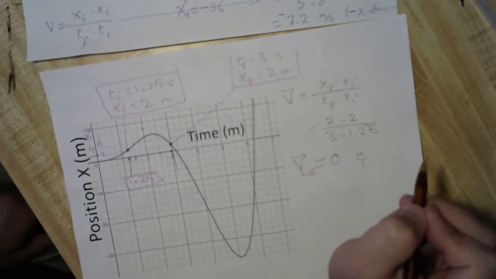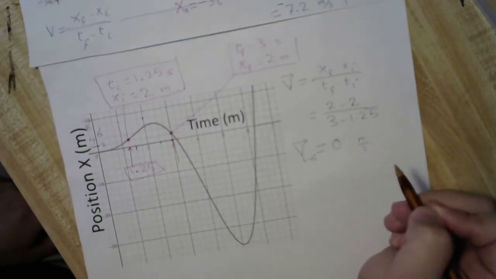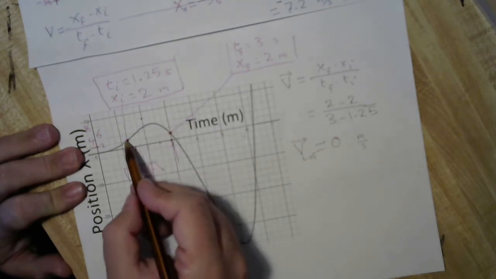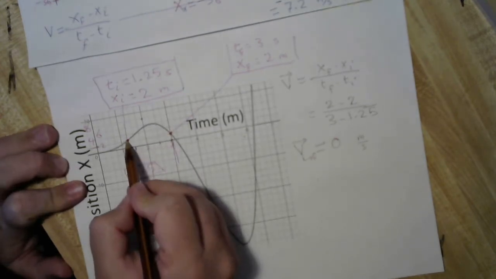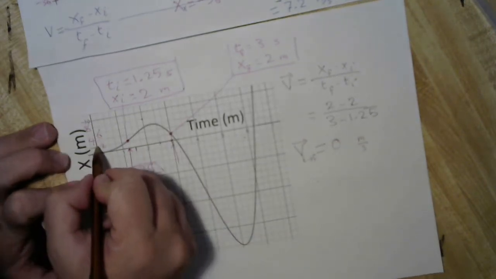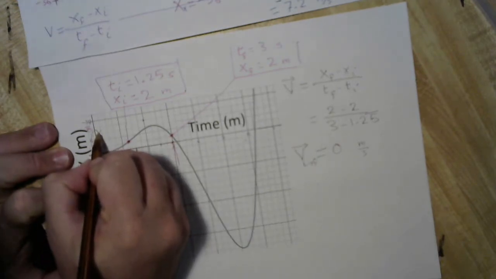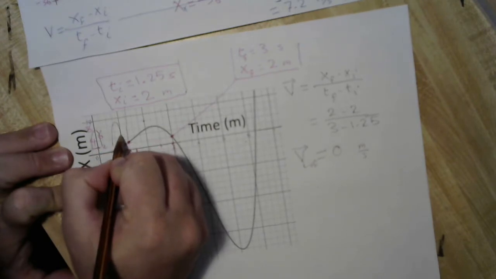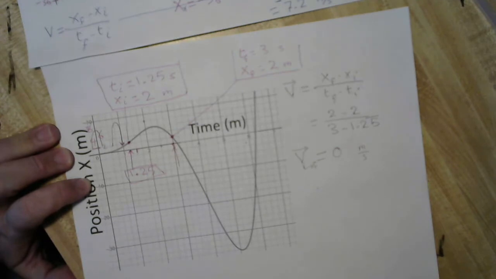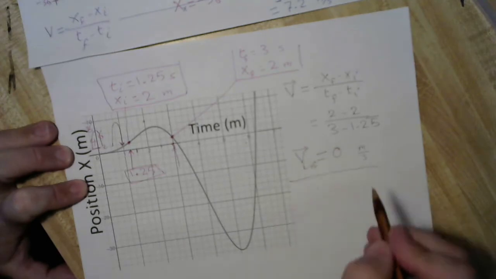What is the meaning of that? Does it mean the body is stationary? No. Between these 2 points, the body moved from this point to this point, but the change in the position is 0 because the body went away in the positive direction and then returned to the same point. Okay, in this case the velocity is 0.